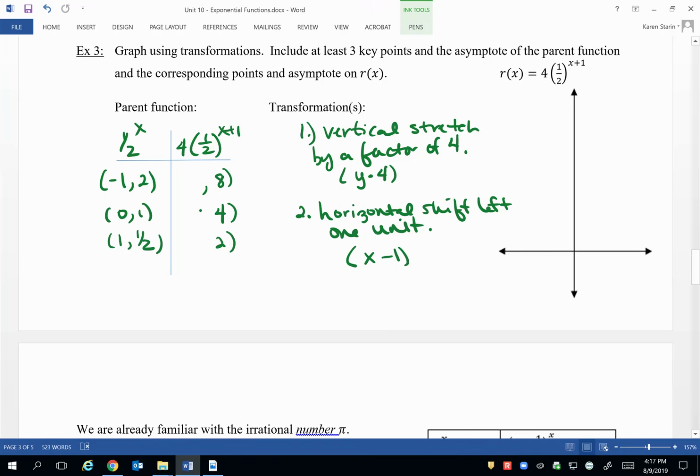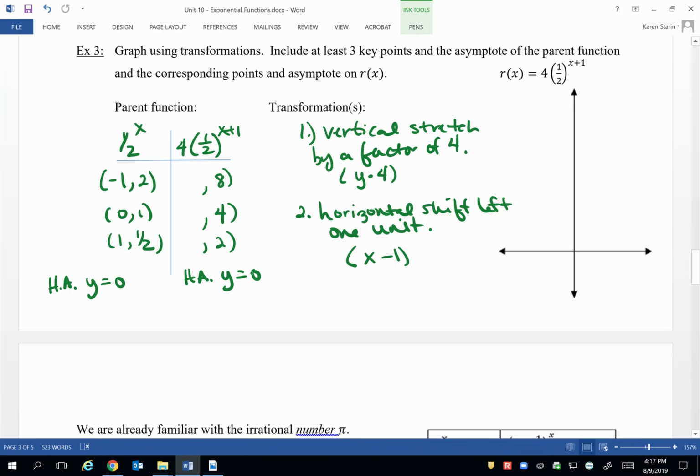So I have all my new y values. Now, also at the same time, what I do to the y in transformations, I also do to the horizontal asymptote, y equals 0, but 0 times 4 is still 0, so we haven't moved our horizontal asymptote.